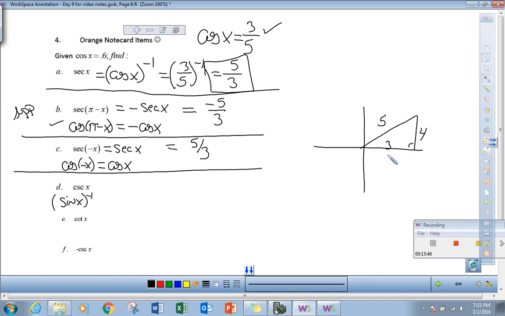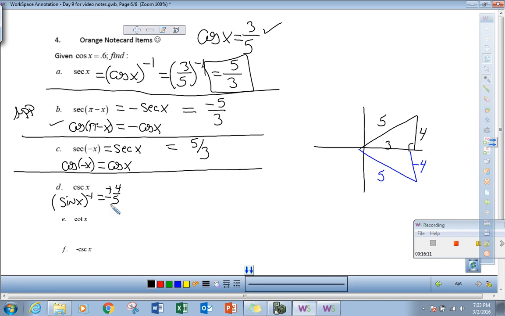But now I got to ask you this question. Where else is the cosine positive at? And hopefully you're thinking it's also positive right there. So there's a 3 again, here's a 5, but here's a negative 4. Well, sine is going to be positive or negative 4/5. But that's not my answer.